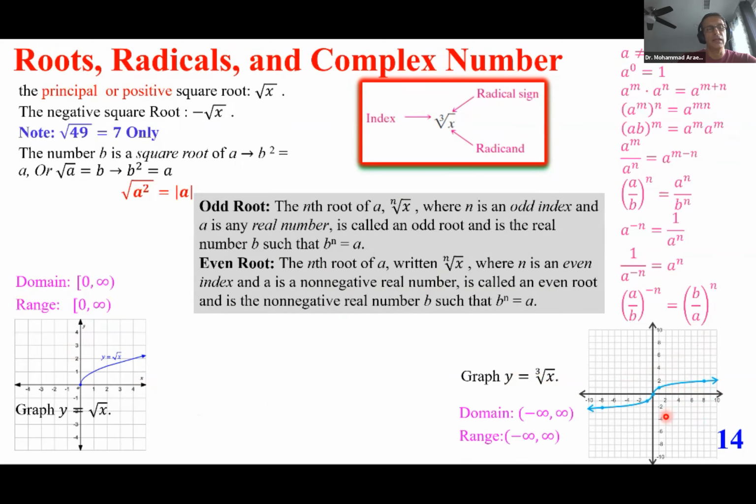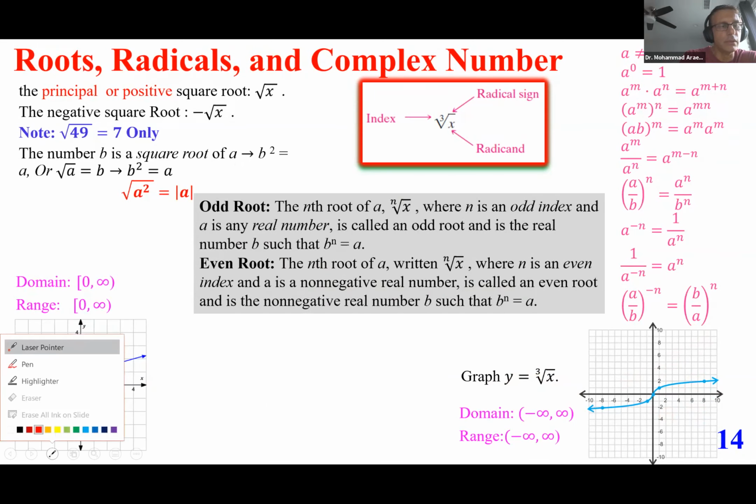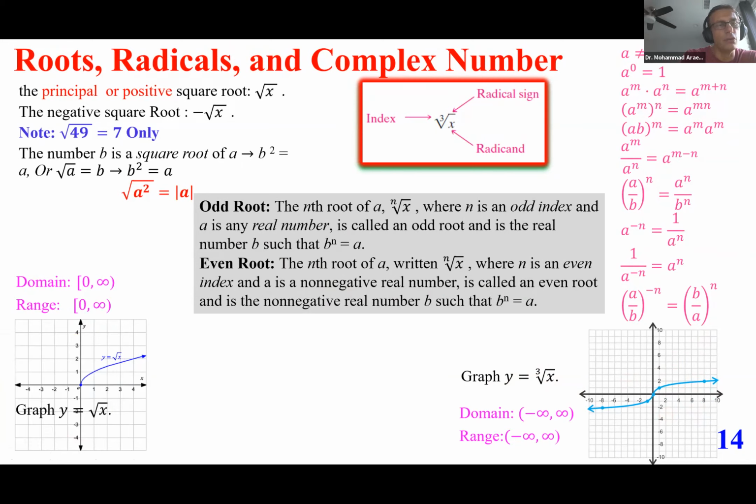And another thing that might be helpful, you all know that cube root of 8 is 2. Cube root of negative 8 is negative 2. That's not a restriction. But if you have square root of minus 4, you say it's not a real number, or you say it's 2i.